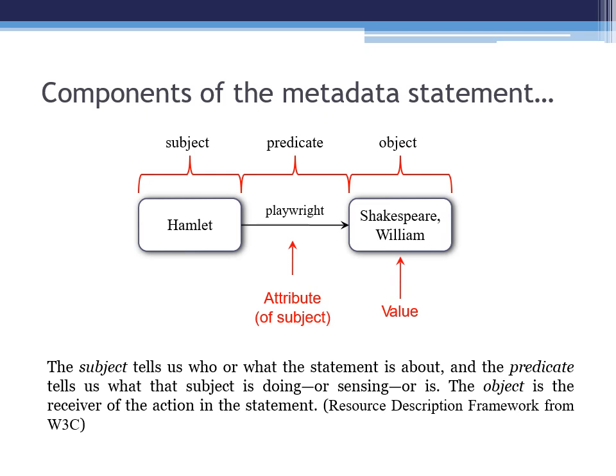So the property is the predicate in the RDF statement, and the object is its value, which can be a string or characteristic, or a URI for another resource. As an example, here is Hamlet and playwright Shakespeare William. Shakespeare William can be the value of the object, and the predicate playwright can be an attribute of a subject, right?